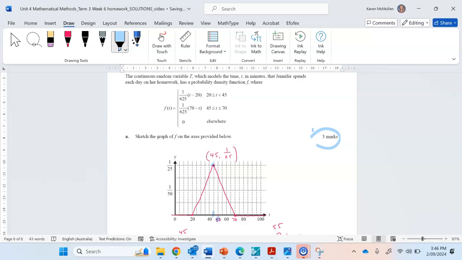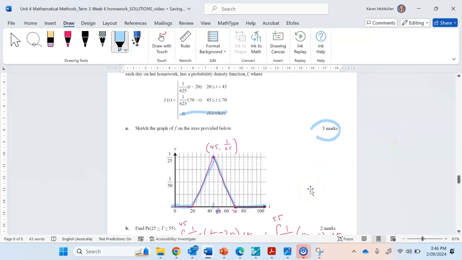You do have to do this 0 elsewhere. So you got to make sure you clearly have lines here on your t-axis. And this is symmetrical. So you could put this straight into your calculator and see what it looks like. But that scale, because of the way it's designed, I feel like it's a little bit trickier than just if it had the numbers on it, obviously.